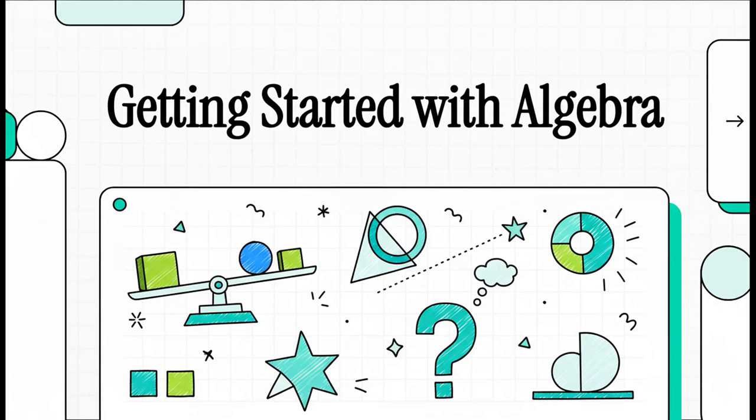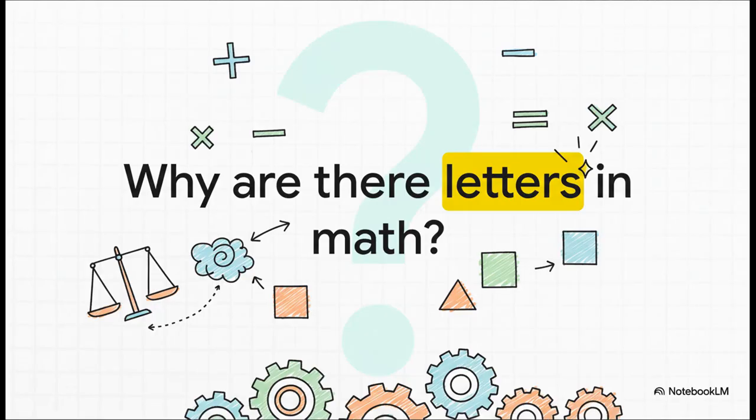Have you ever been doing math and all of a sudden letters start showing up, like X and Y? Yeah, it can look a little weird, I know. But today we're going to figure out exactly why they're there. I'm going to break it all down step by step, and I promise by the end of this, it's all going to make sense. So, let's start with the big question.